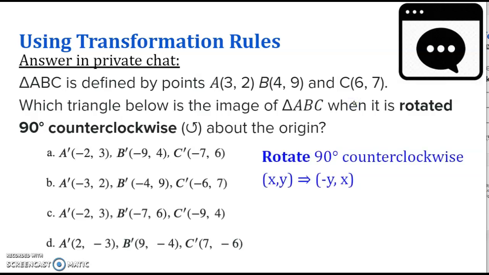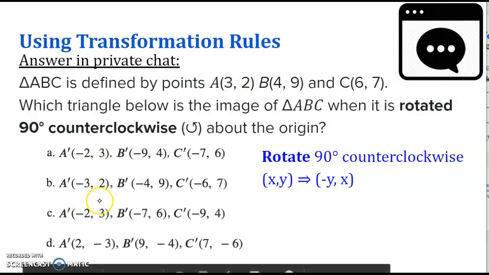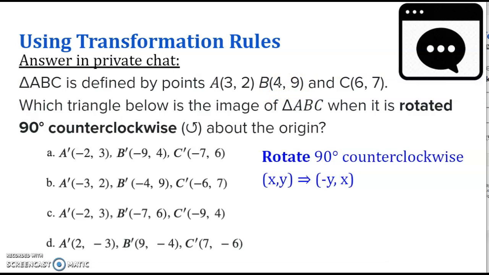It's when you rotate 90 degrees counterclockwise, the rule is x and y swap, and the y becomes the opposite. So x and y swap, so it becomes 2 and negative 3. And the y becomes not 2, but negative 2. So it's going to be negative 2, positive 3. Negative 2, positive 3. Okay, so we're looking at these two options. And then 4 and 9. So it will become 9 and 4. And instead of positive 9, it will be negative 9. Okay, and then C will be opposite, and the Y will become negative, so it's going to be A.